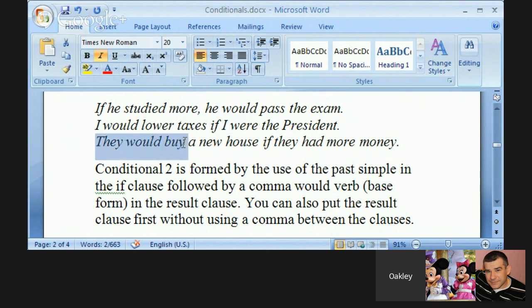Okay, they would buy a new house if they had more money. Okay, very simply, the if clause has past simple tense. Past simple. Okay. It is possible to use a continuous, past continuous, if he was studying more.